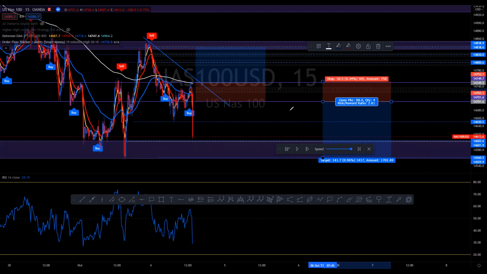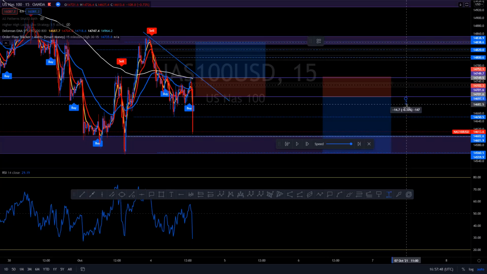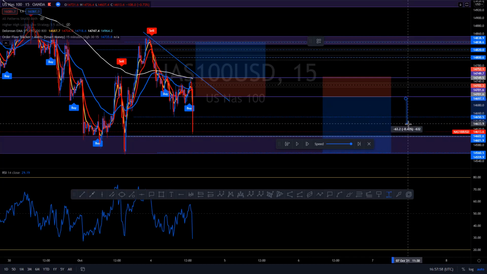price smashed my first take profit here, which would have been, how many pips would that have been? From here all the way down to here, that's 460 pips. If you do $2 per pip, that could have easily been maybe almost a $400 profit, but it went all the way down to here, which could have been $1,000 profit. That's crazy, right?